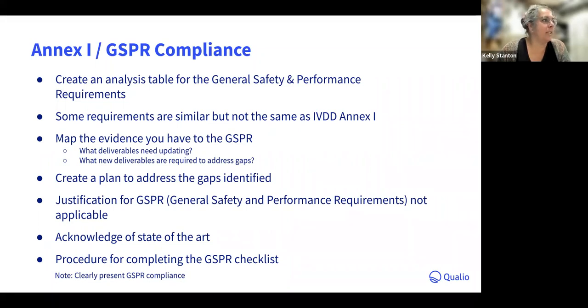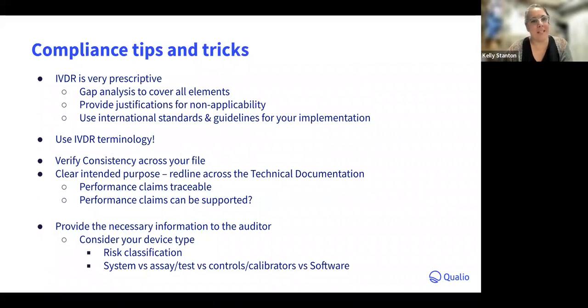All right, so let's talk a little bit about some compliance tips and tricks. IVDR is very prescriptive, so you're going to want to do a very thorough gap analysis. You want to be sure you're covering all of those elements. Provide justifications for non-applicability. Use international standards and guidelines for your implementation. And I can't stress enough the regulatory affairs interpretation of these new regulations. This is really critical, and it will drive how you go through your gap analysis and your non-applicability sections.